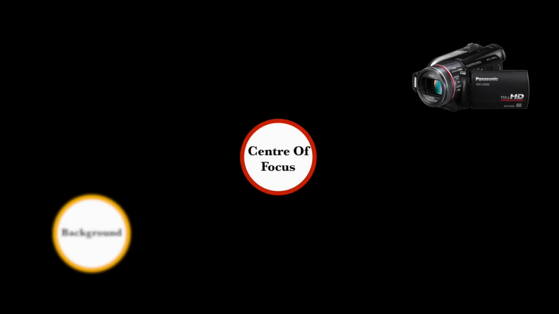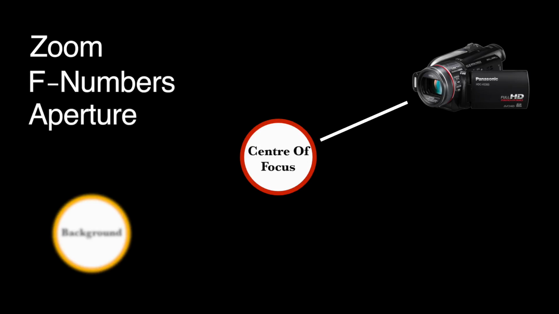Center of focus is the point or distance at which the camera will be focused on the most. It is calculated using the focal length. Many different things can have an effect on the focal length, such as the zoom of the image, the f-numbers, and the aperture. Basically put, the distance from the center of the lens to the point of focus is the focal length.